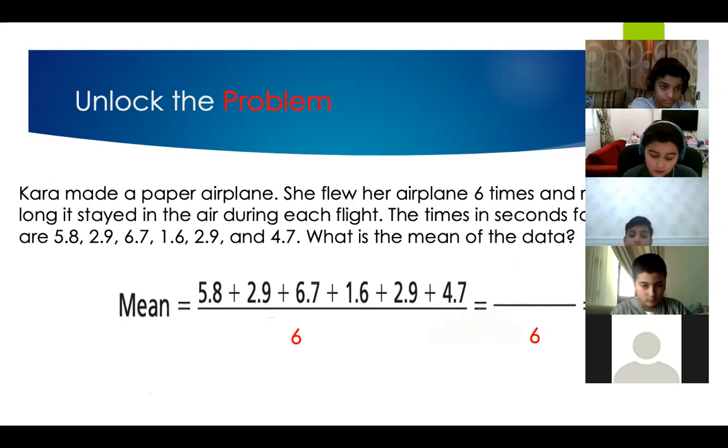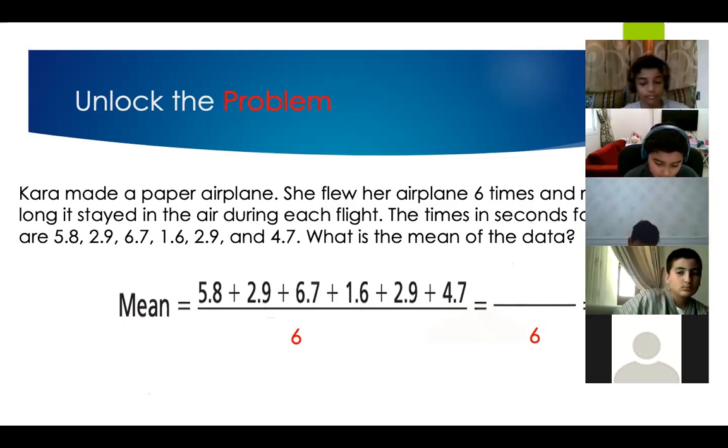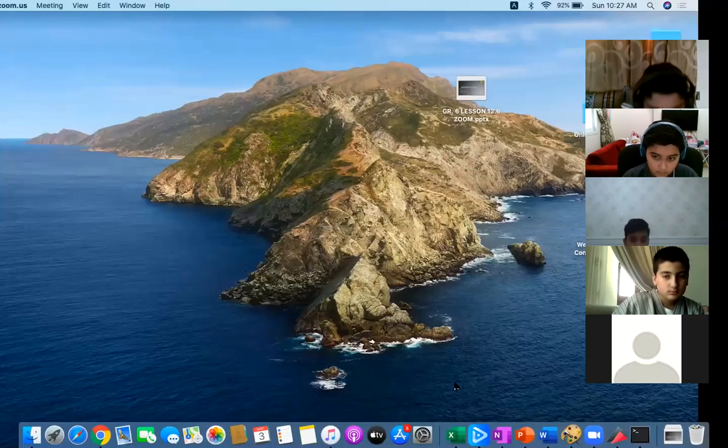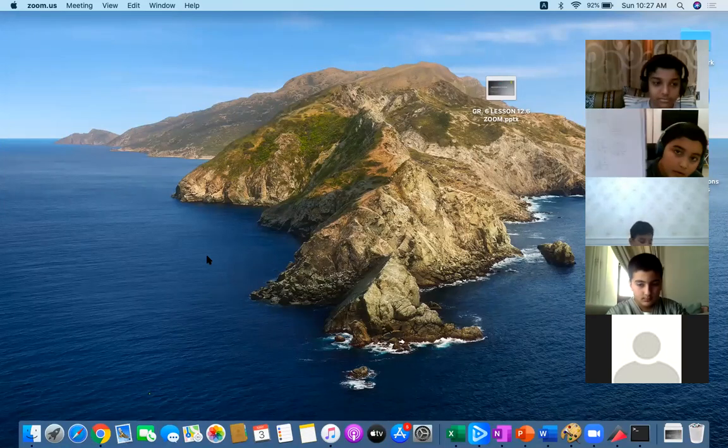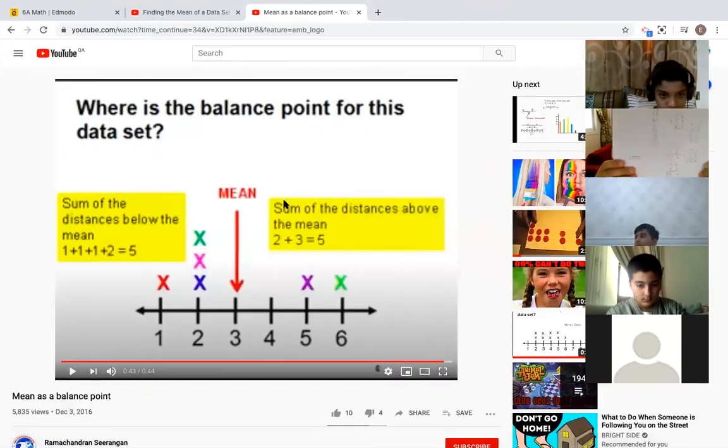Miss, in adding, I got 24.6. Exactly. Guys, I'm so sad that you were not able to add up these numbers. Let me show you. Wait, let me share with you a whiteboard. I will stop and share now. Okay, let me share something. Whiteboard.